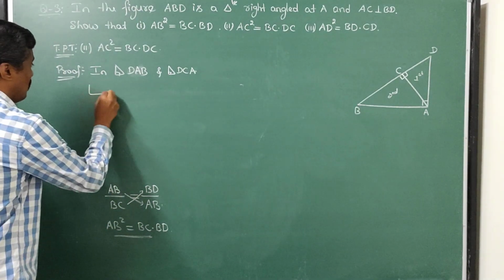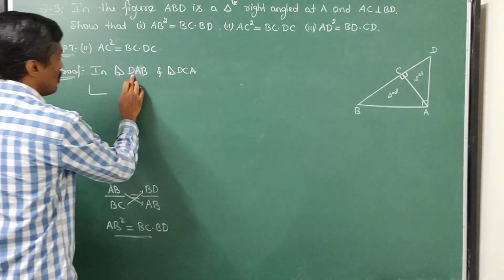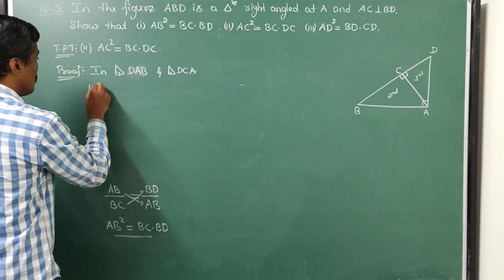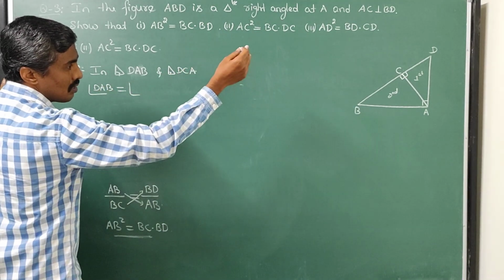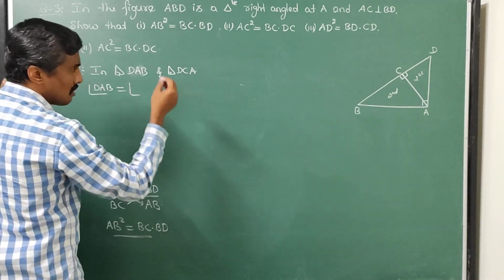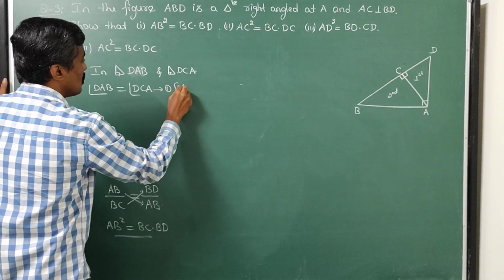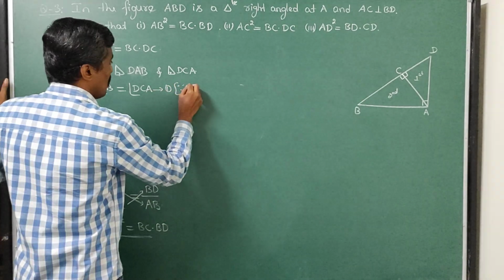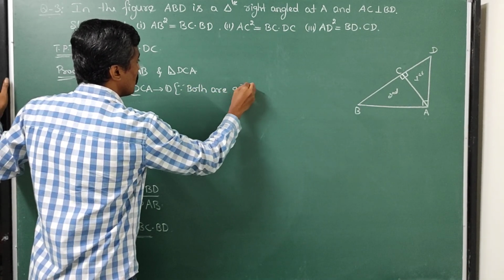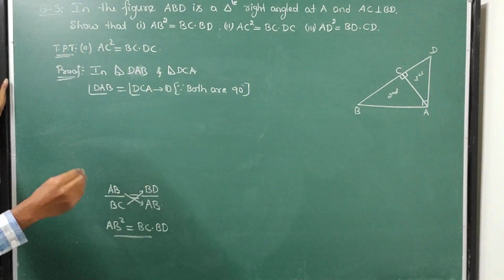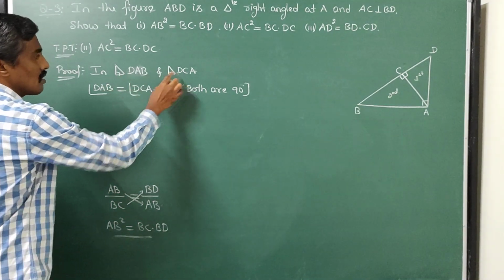So apply the AAA similarity criteria. Both are right angle triangles. First, in the DAB triangle, angle A is 90 degrees, so angle DAB is equal to angle DCA in the DCA triangle, where C is 90 degrees. Point number 1: both are 90 degrees. Next, common angle. So which is the common angle? D is common, D and D, correct?